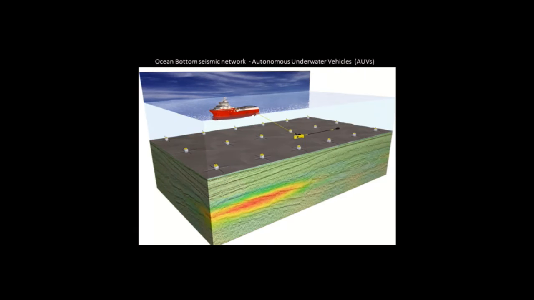Well, this is a typical ocean bottom deployment. They're using autonomous underwater vehicles, also known as AUVs. This is a pretty expensive deployment because you need several ships and several AUVs. And each of these sensors and digital seismographs has a cost of around $30,000 each. So it's a pretty expensive infrastructure.